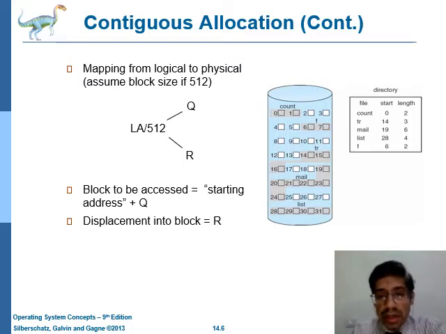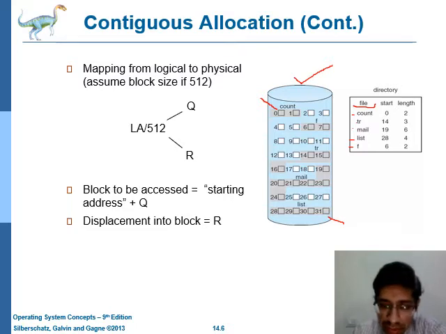Let us suppose we have a disk which is split into 32 blocks of equal size, starting with block number 0 going till block number 31. Then, supposing that it has to store certain files, with names like count, tr, mail, list and f. Each of these files would require a certain length for its storage.